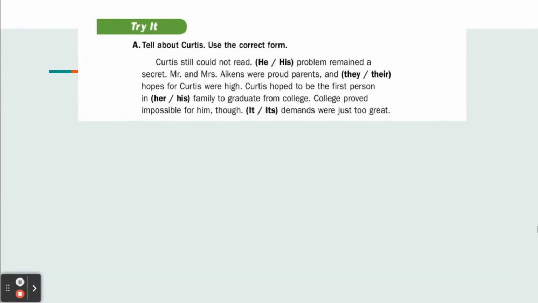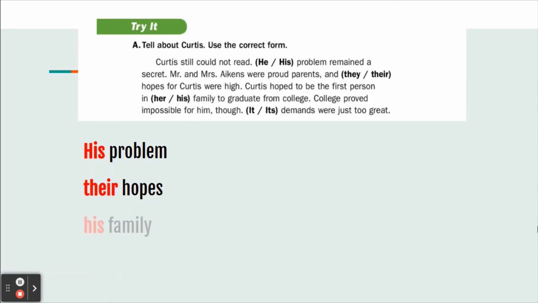So it's demands, right? Because it is a possessive. The college is the one that owns or has the demands. So it's demands. So let's go ahead and look at it. Okay, so here we go. His problem, their hopes, his family, its demands, right?